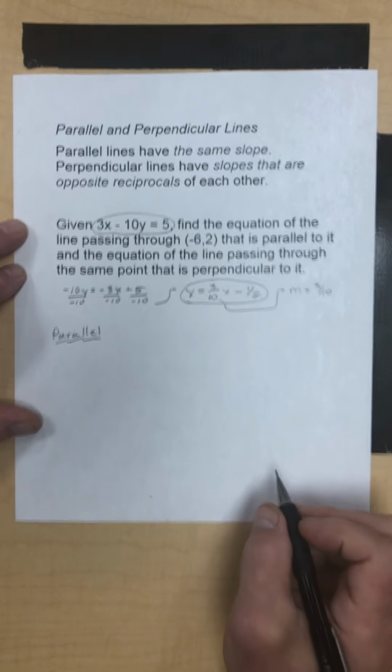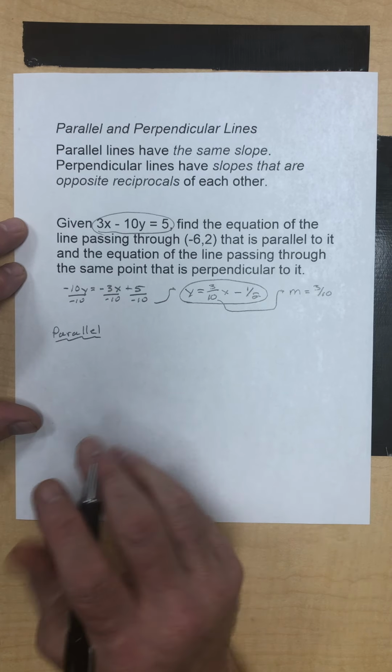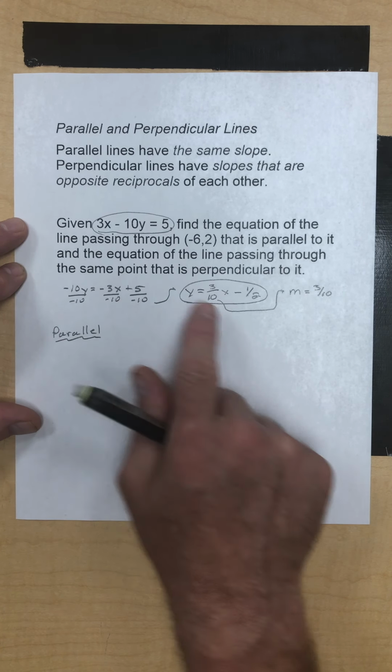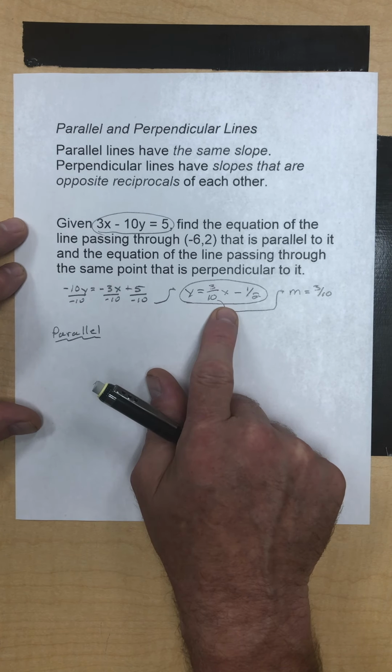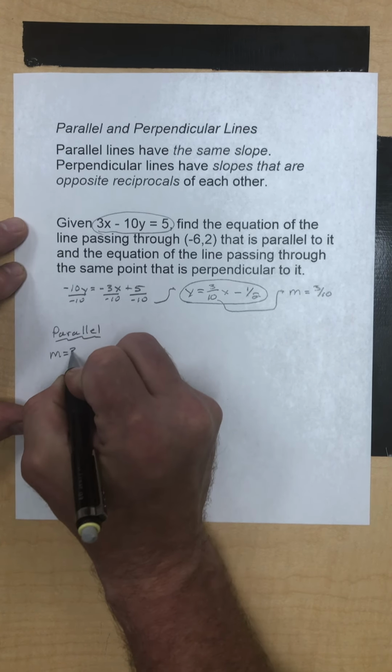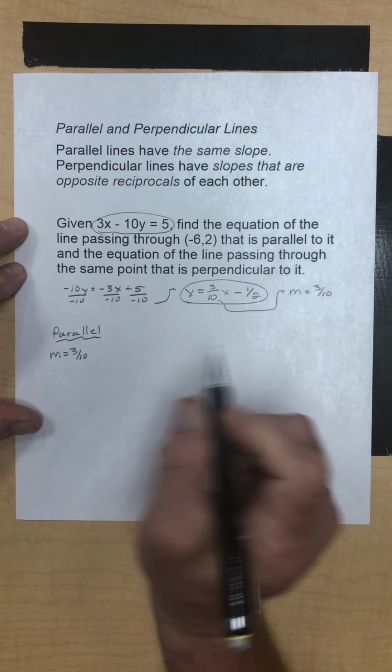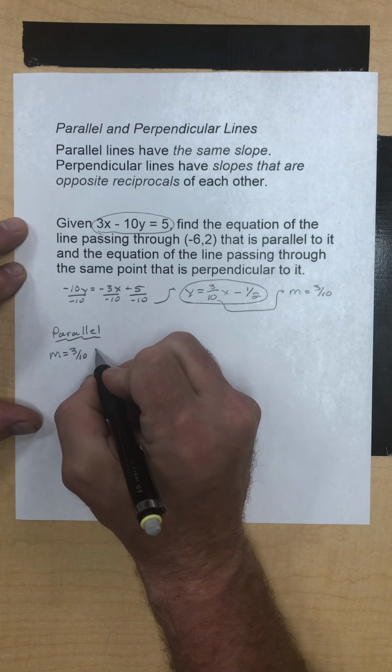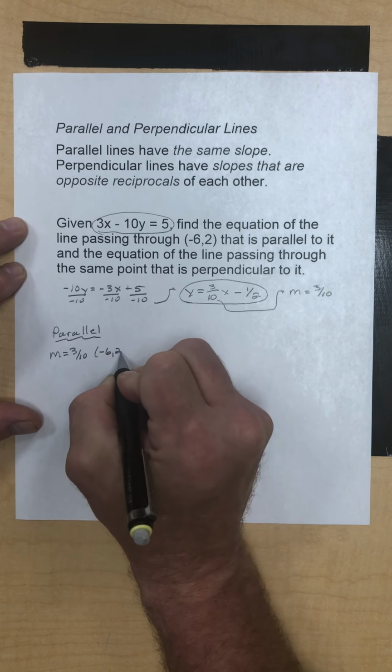All right, so if we're looking at parallel, parallel lines have the same slope. So if I'm looking for a line that's parallel to this, obviously it's parallel to that as well, the slope has to be 3/10. And it says the line goes through this point, negative 6, 2.